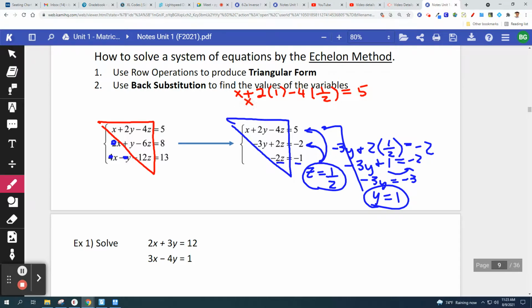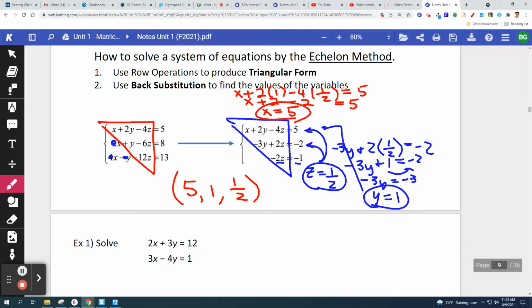And I've got x plus 2 minus 2 equals 5. The 2's cancel, I get x equals 5. And so my answer, I've got a solution at x is 5, y is 1, and z is 1/2. That's Echelon method, okay? We produce that triangle form because it's going to be easy for us to substitute at that point.